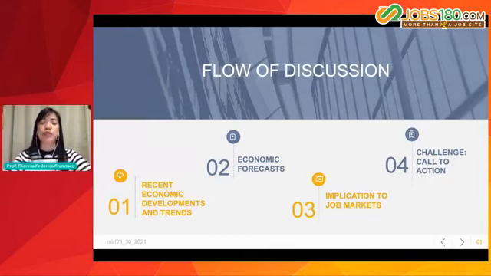Now let's go on to the flow of discussion so you know the course of our talk. First, I will go through the recent economic developments and trends. Then the second part will be the economic forecast that will give us an overview of the likely path of the economy, keeping in mind the highly uncertain environment that we are in now. And the third one is the implication or the impact of that economic forecast on the current job markets. And finally, I would like to take this opportunity to challenge everyone here to be optimistic and resilient in order to cope with our present situation.